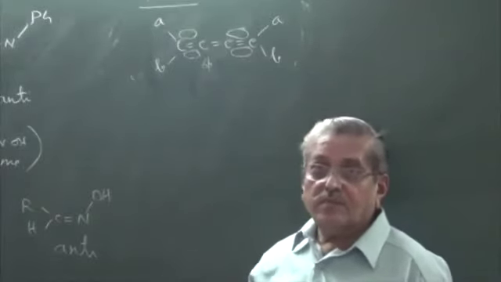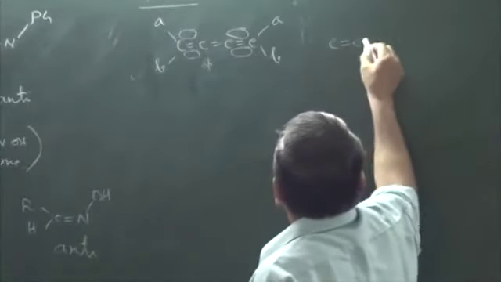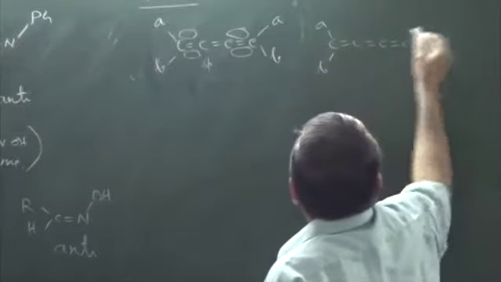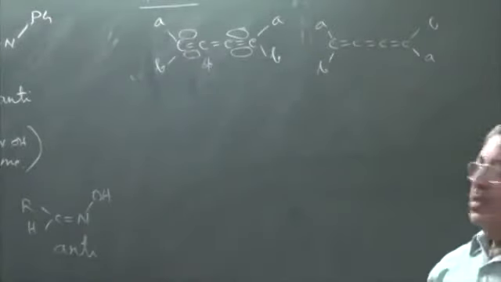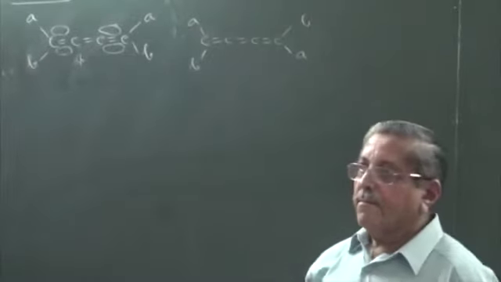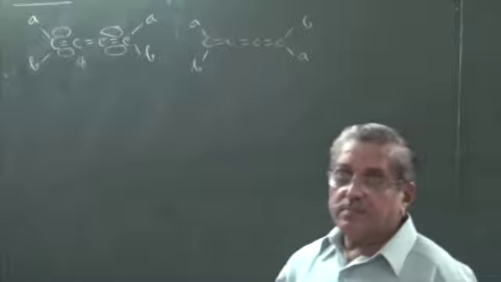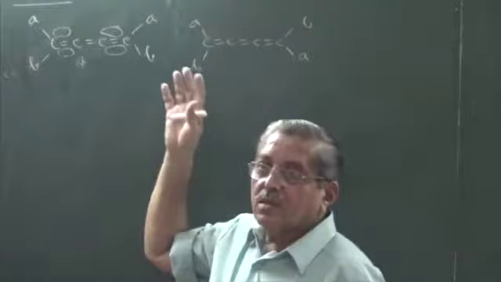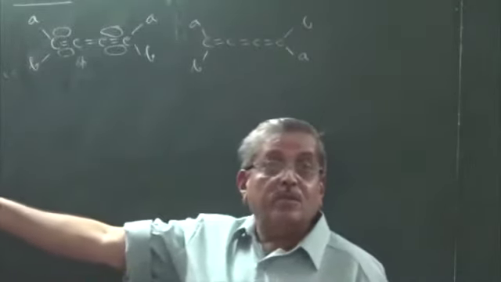Answer is yes. Because the other form will be C, C, C, C, so we have A, B here and B, B. They are geometrical isomers. Now these are called allenes. In this, how many double bonds are present? 3. In butene, which we have taken, how many double bonds are present?